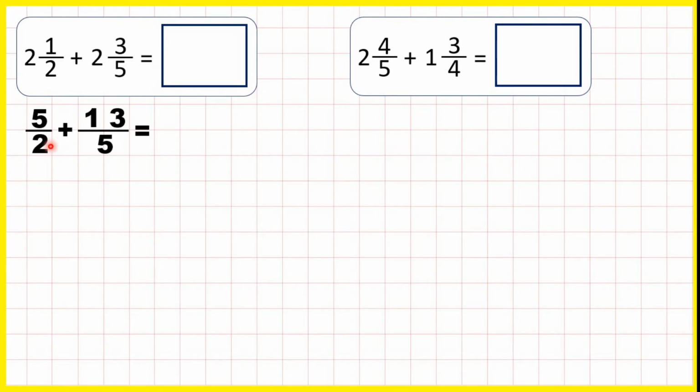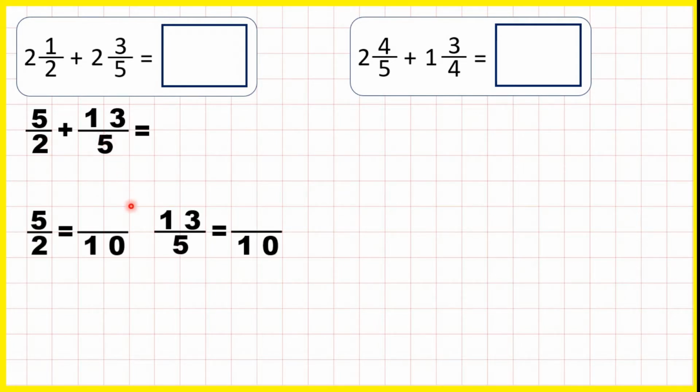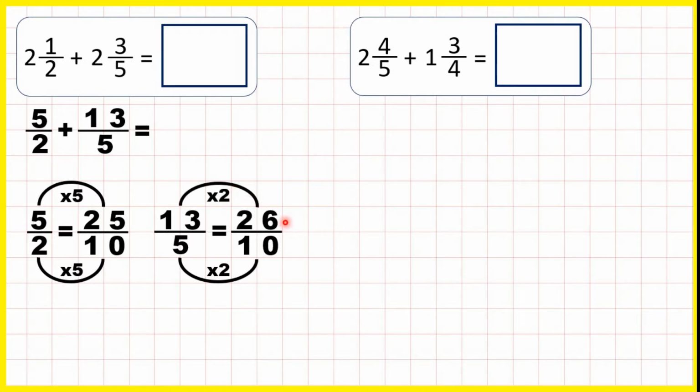But we know that when we're adding fractions, we need the denominators to be the same. So 10 is in both the 2 and the 5 times table, so we can find equivalent fractions with a denominator of 10. 2 times 5 is 10, 5 times 5 is 25, 5 times 2 is 10, 13 times 2 is 26. So we can rewrite our question again. Instead of 2.5 or 5 over 2, we can write 25 over 10, and instead of adding 2 and 3/5 or 13 over 5, we can add 26 over 10.